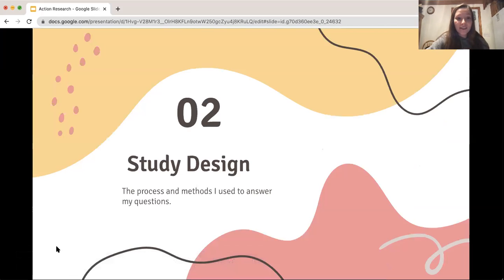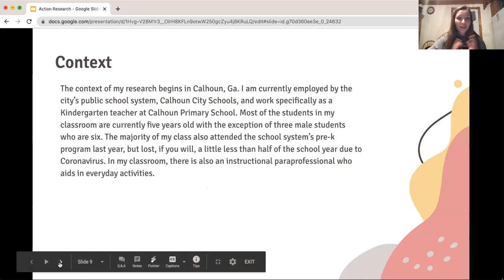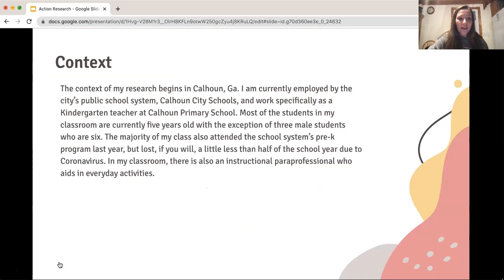So now we're going to talk about the study design. This is the process and the methods I use to answer my questions. So a little bit of context. First, I want to tell you what I did. And basically, I took 2 different math units, Unit 1 and Unit 2.